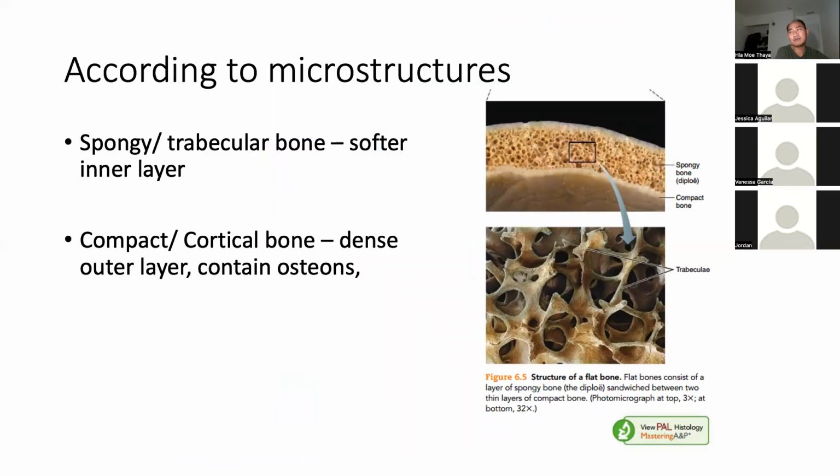According to their microstructure, according to the way they are built, we can say spongy or compact. Spongy means it is very mushy, and compact means really, really thick, dense bone. Spongy or trabecular bone, compact, we can also call cortical bone.